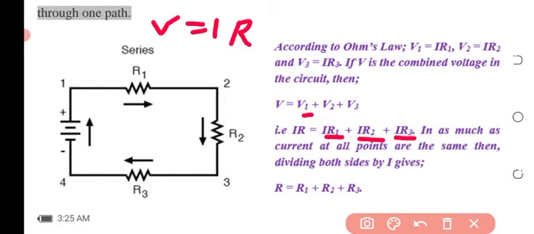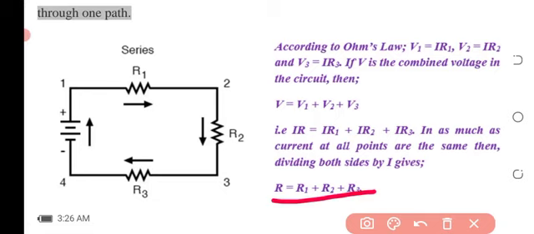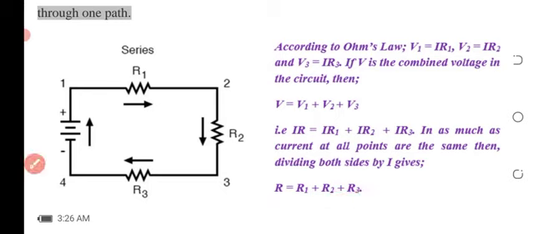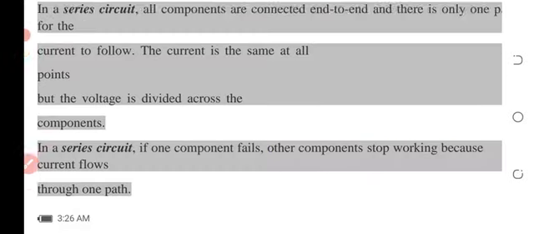Now, mathematically, if we factorize I from the right side of the equation, we can easily divide both sides by I, and we arrive at this. So this is the equation used in calculating the total resistance across a series circuit. That is, you add all the values of resistance together to get the total resistance.